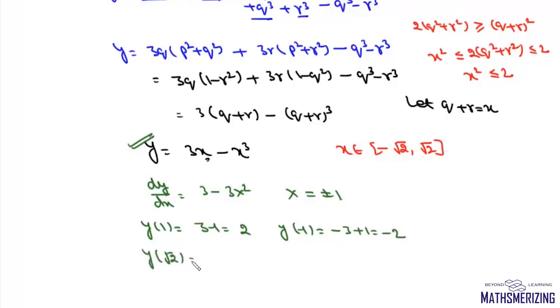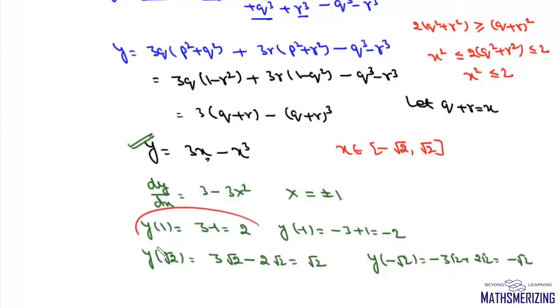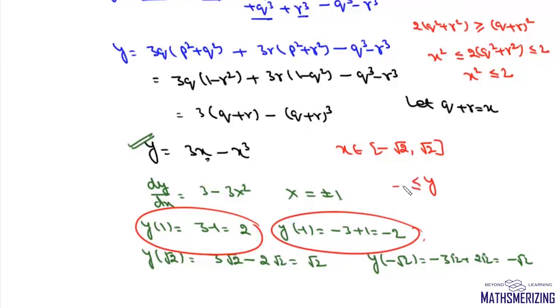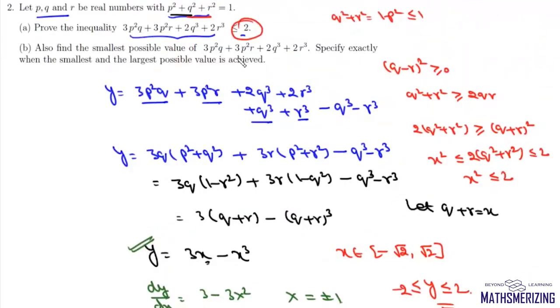Value at root 2 will be 3 root 2 minus 2 root 2, which is root 2, and value of y at minus root 2 will be minus 3 root 2 and plus 2 root 2, which is minus root 2. Now are these 4 values? This is absolute maximum and this is the absolute minimum. So from here we can say this y will always lie between minus 2 and plus 2, which also proves our first part, that is this expression is less than 2.